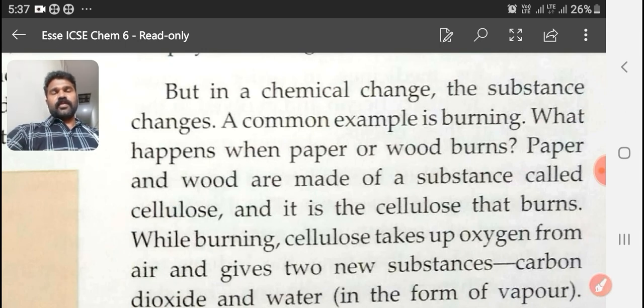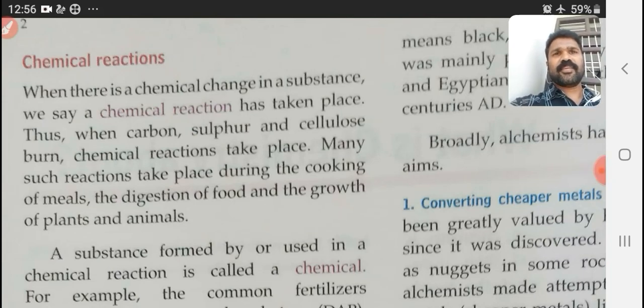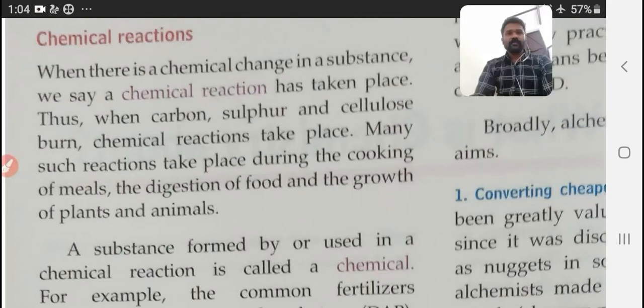Now we are going to start today's session, chemical reactions. Okay students, we got yesterday's answer. This answer you should learn, and especially you have to write in a rough copy at least 2 times and learn it. Today we are going to start the section with the topic chemical reaction.